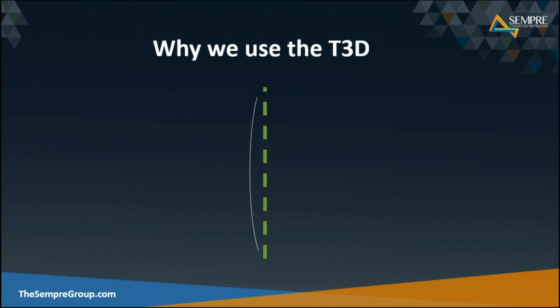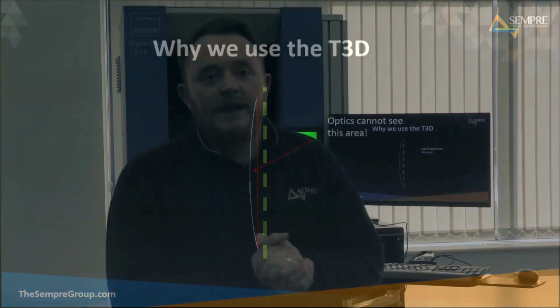If the surface is dished, we'll just see the worst case area. So now if we were to look, you can see that the optic wouldn't be able to see this area, and that's one of the main benefits to using the T3D for those kinds of features. Okay, so that's a little bit of an overview of the types of profile measurements that we can make.